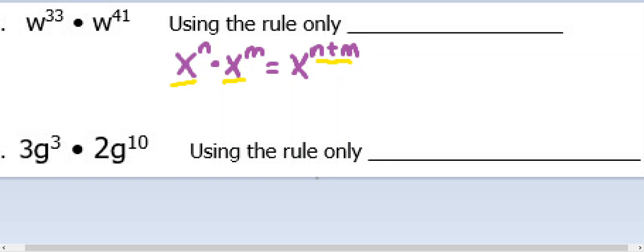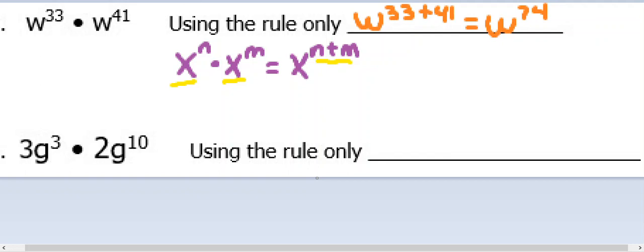So in this example, we have w to the 33 times w to the 41. So I can see I have the same base, so that base is going to stay the same. And if I'm using my rule, that means I can add my 2 exponents. So my first exponent was 33, my second exponent is 41. I can add those 2 together and get my simplified exponent. So that would leave me with w to the 74th power, because 33 plus 41 equals 74.